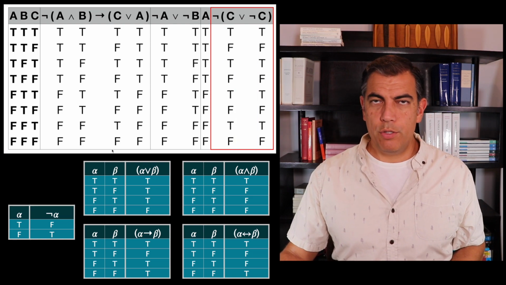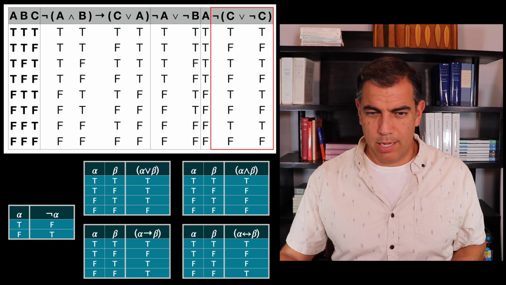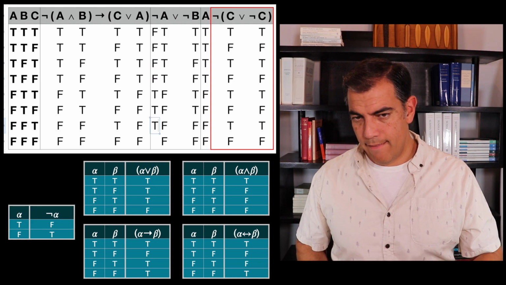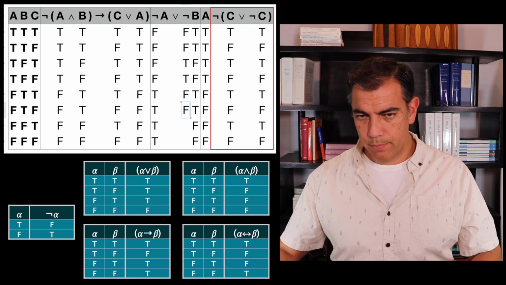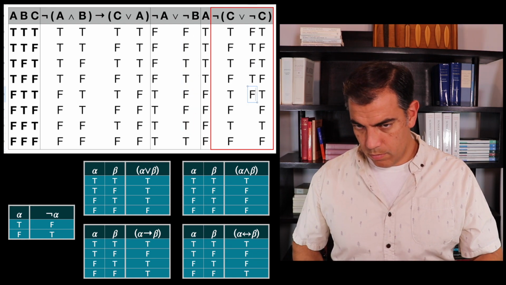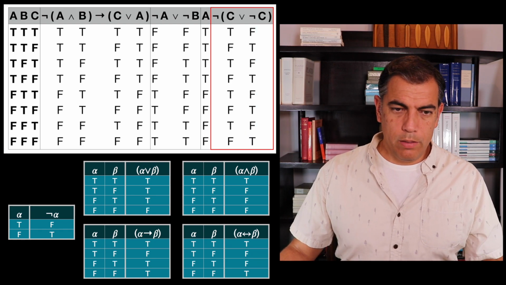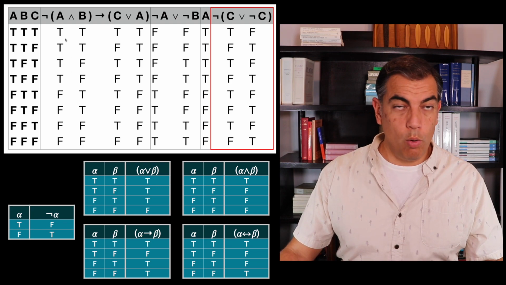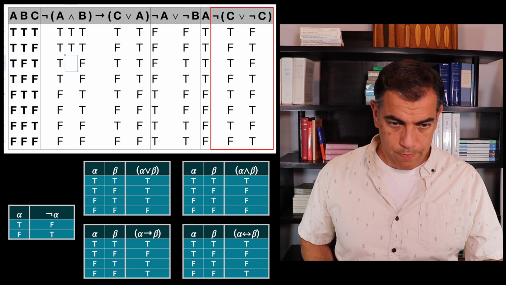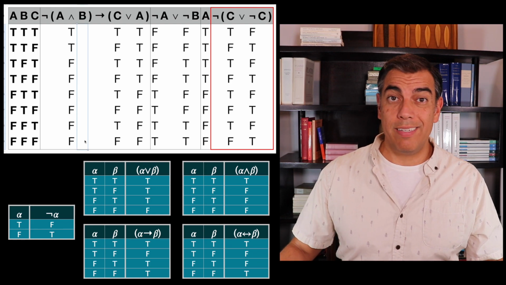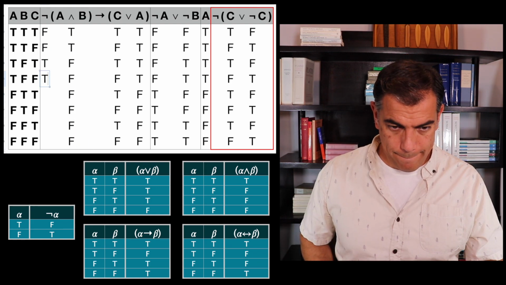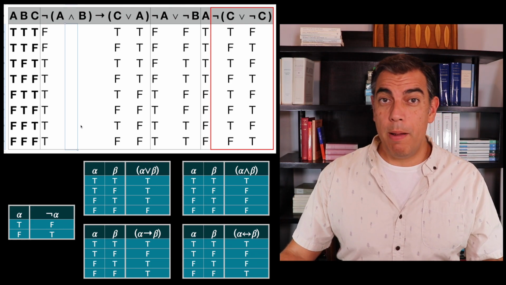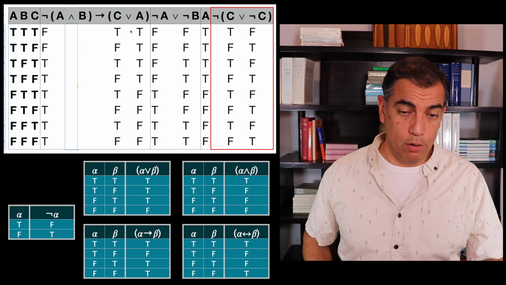Okay, first I'm going to do those simple proposition negations, get those out of the way. Remember, just flipping F's and T's. Next, I'll build the conjunction in the first conditional there. Remember, true only when both conjuncts are true. Then I'll negate that. I'll build the disjunction in that consequent. Remember, only false when both disjuncts are false.